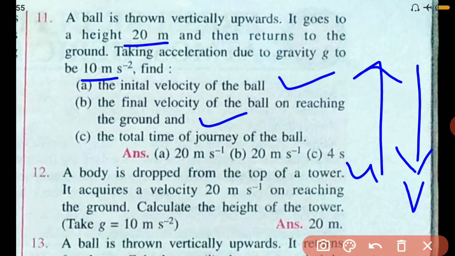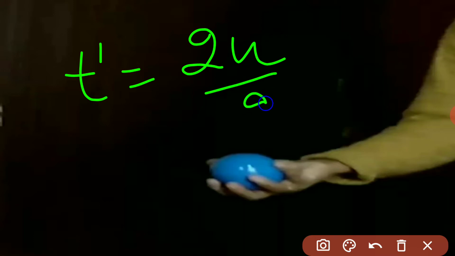So the total time of the journey of the ball also, that means whatever time is taken here and whatever time is taken here, I need to add them. I shall get a total time. Or if I have a formula for total time, I shall use it. If you know the formula of total time, T dash equals 2u upon g. You can use that.